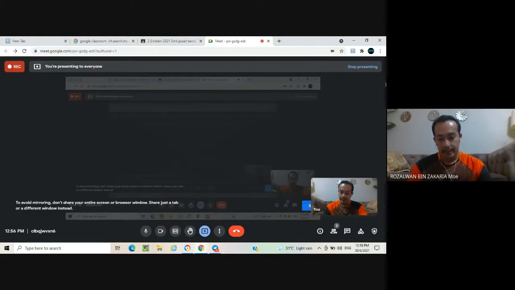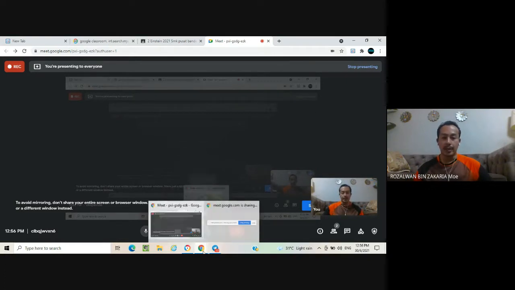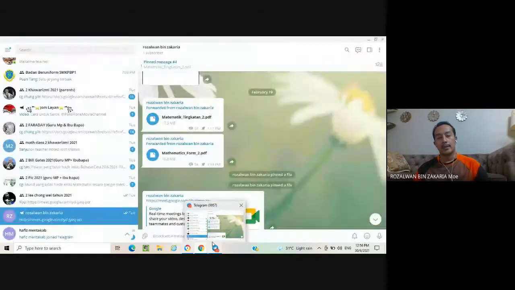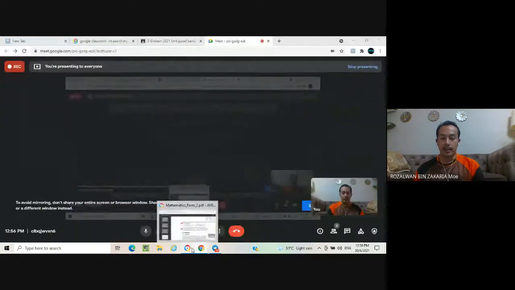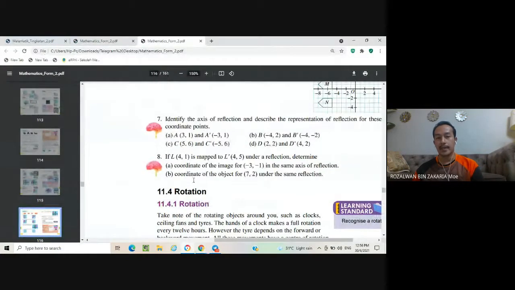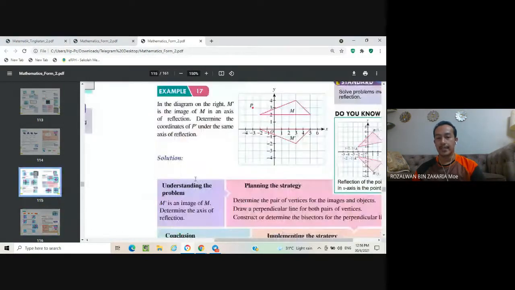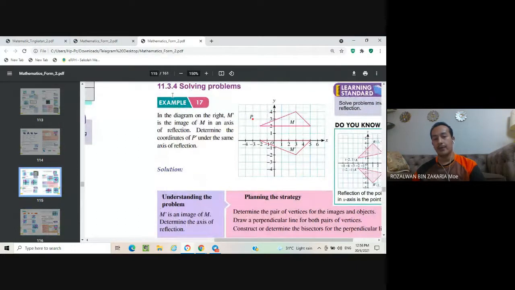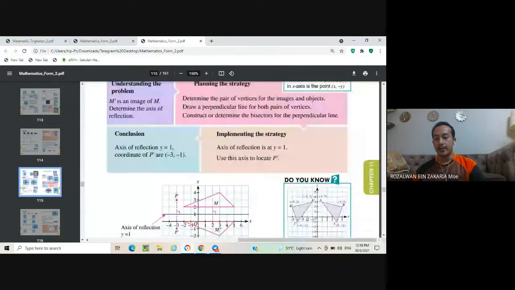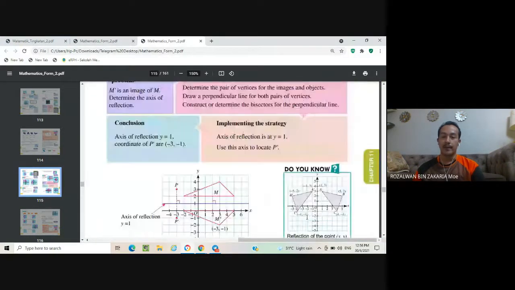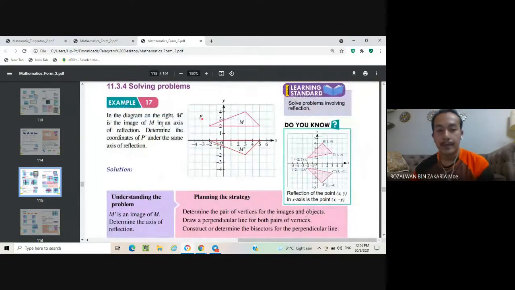All right. Okay, so for our maths class today, we are going to continue our lessons still about reflection. Reflection is one type of isometric transformation. So today we are going to discuss subtopic 11.3.4, solving a problem. This one is in your math textbook on page 221. So the question for solving problems here is example 17.